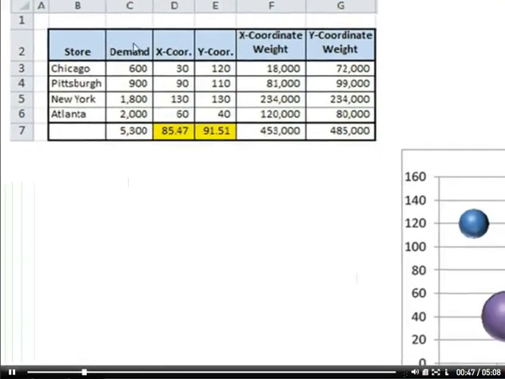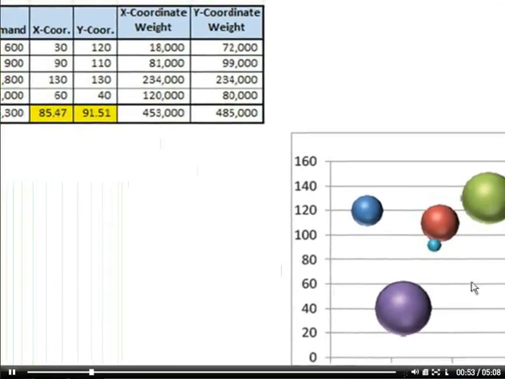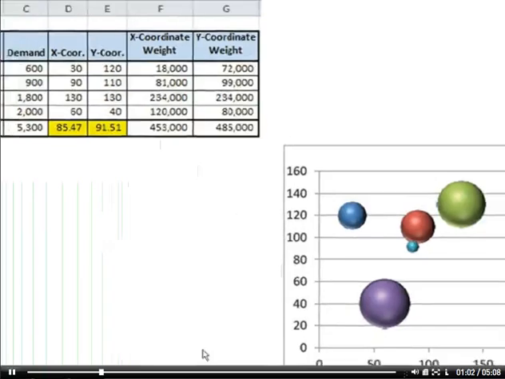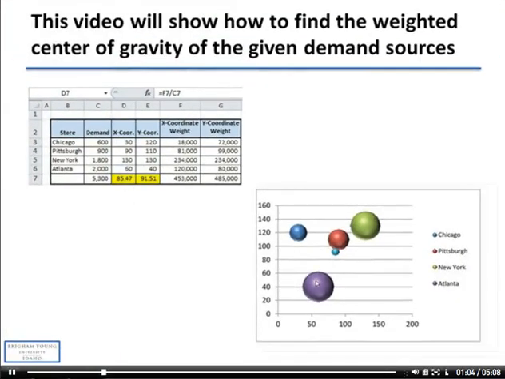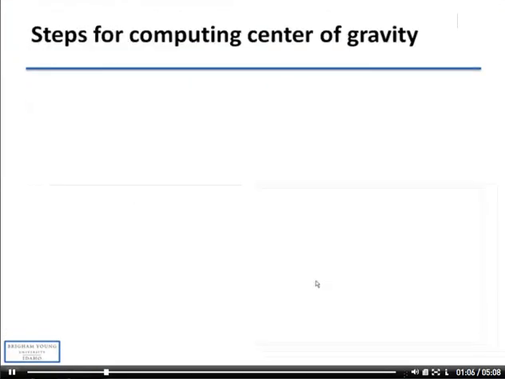And as you see in the textbook, and these are snapshots from the textbook, we have identified what the weighted center of gravity is, and we also have a bubble chart that shows the weighted center of gravity being quite close to Pittsburgh given the demand for each of these locations. Now we're going to show you how to actually do these calculations.